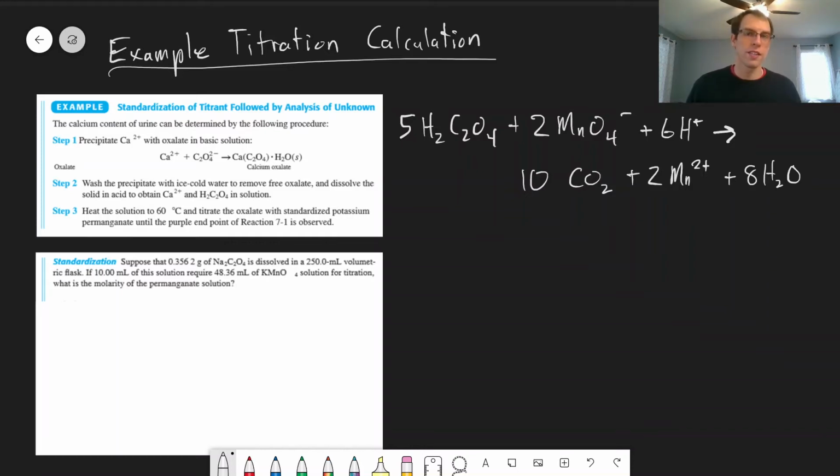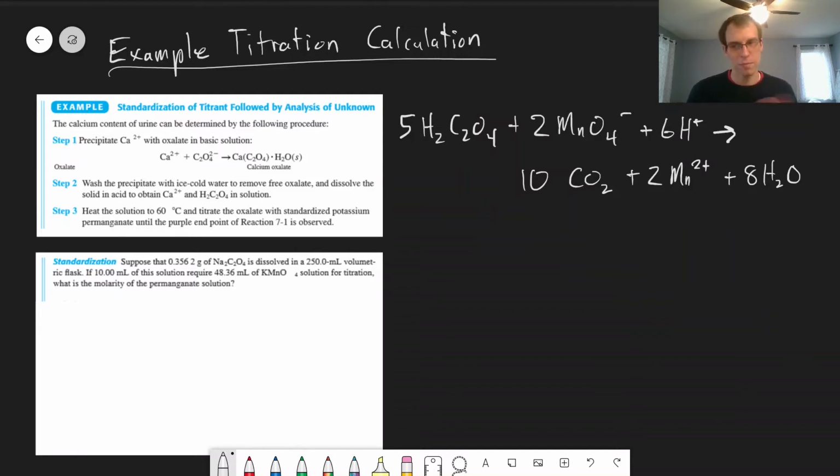So let's look at an example of how we can do calculations involving titrations. This is an example from your textbook, and it's how can we measure calcium in urine. So this is a kind of fun example. And this is a 3-step process that's given in the textbook.